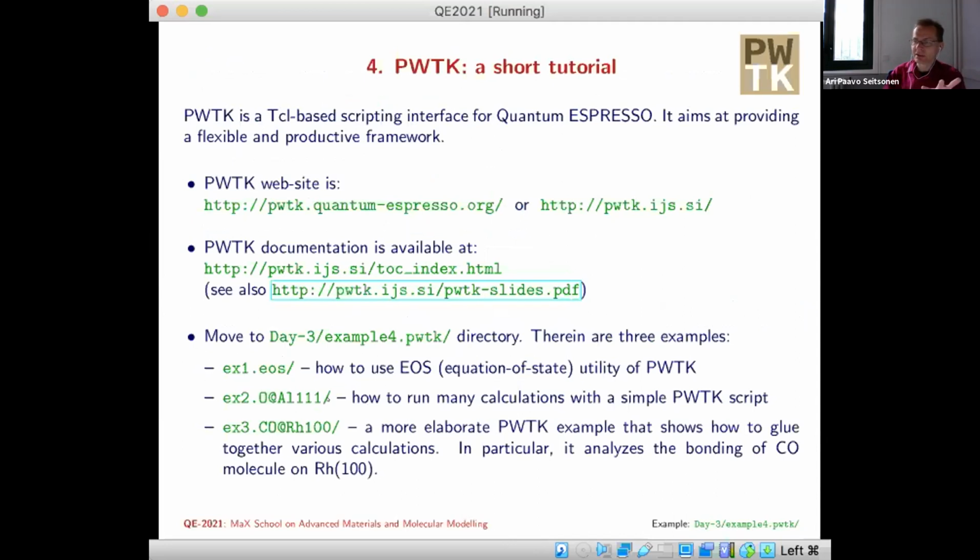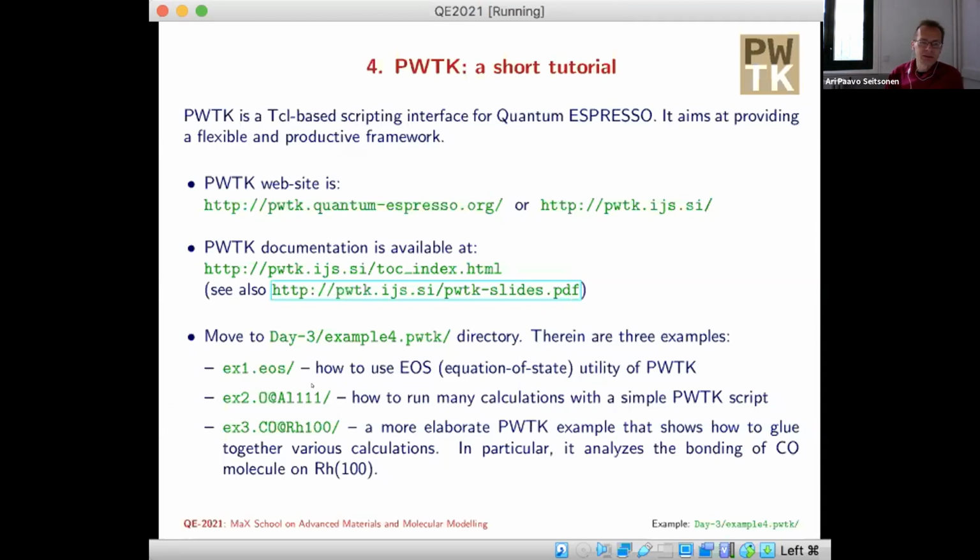You have done this convergence test already, using this very nice way of creating loops inside PWTK scripts. We will use that also for other kinds of analysis, which would again be more complicated without PWTK. The first example is the equation of state: we will look at how to calculate the equation of state of a material. The second one will be the adsorption of oxygen on aluminium 111.